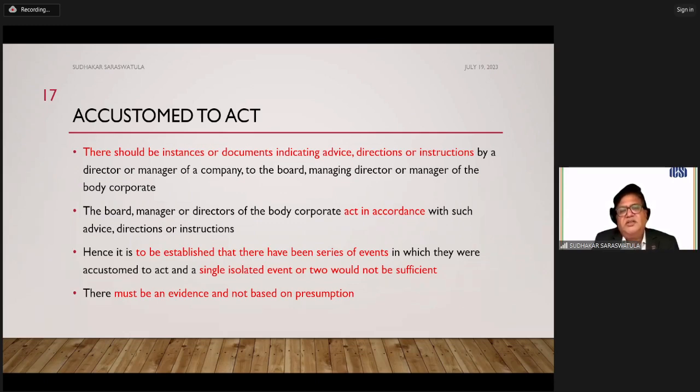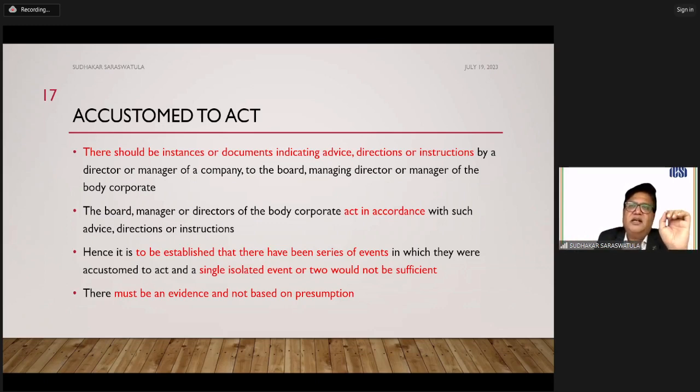And if that joint venture, associate, or subsidiary company is accustomed to act as per the instructions of the holding company, then obviously that holding company becomes a related party, irrespective of whether it is falling in section 2, subsection 76 or not. But this is one of the things.